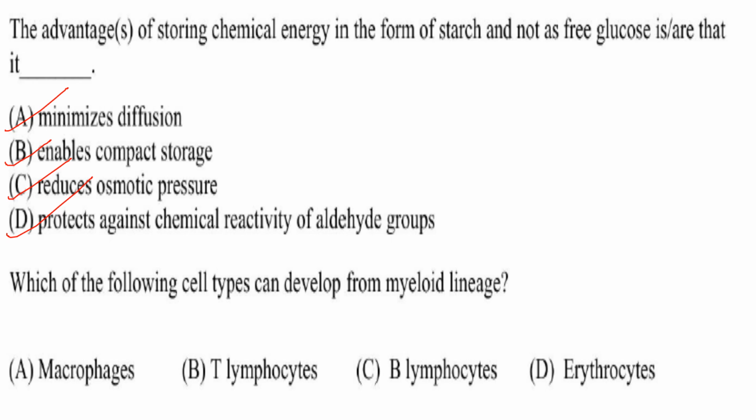Then next one. Which of the following cell types can develop from myeloid lineage? So the myeloid lineage gives rise to macrophages and erythrocytes. They develop from the myeloid lineage, and T lymphocyte and B lymphocyte develop from the lymphoid lineage.